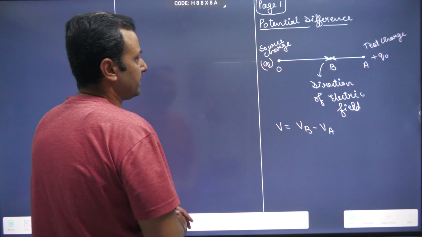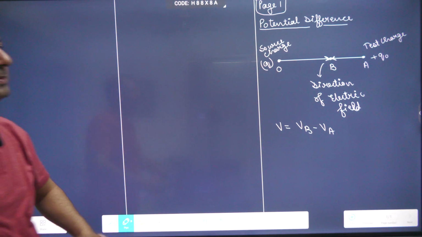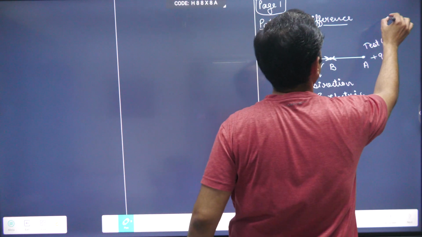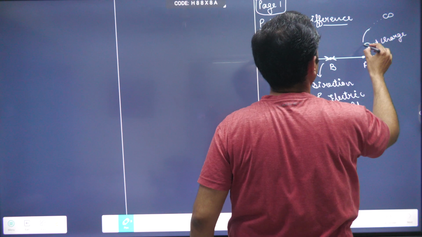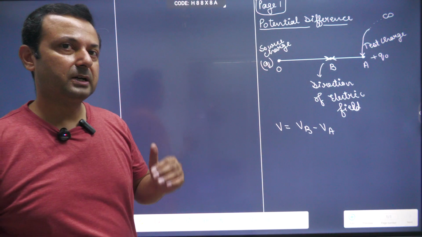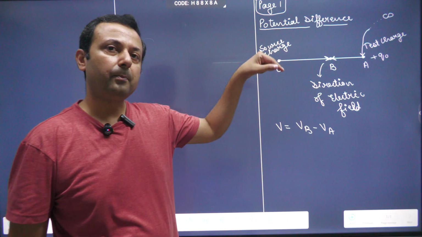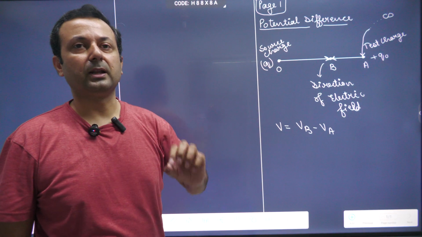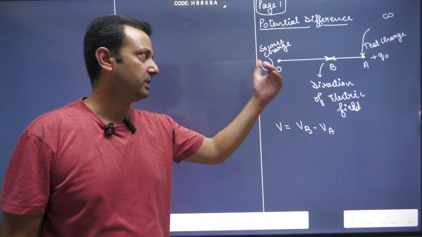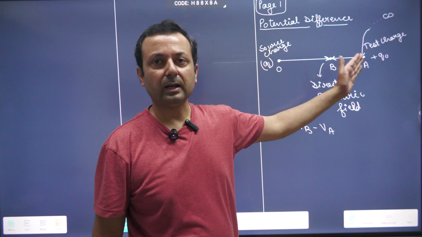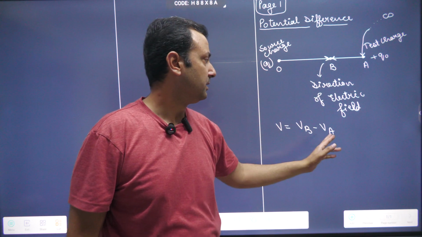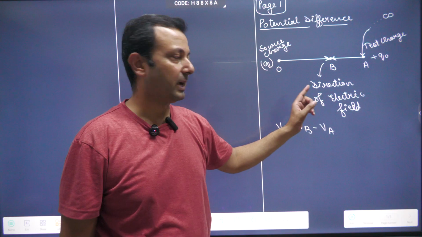Look, if I bring this test charge from infinity and locate this charge at point A, then the work done in bringing a charge from infinity to a point in an electric field is called electric potential. Now I am bringing a test charge from infinity to point A. This is called the electric potential at point A.